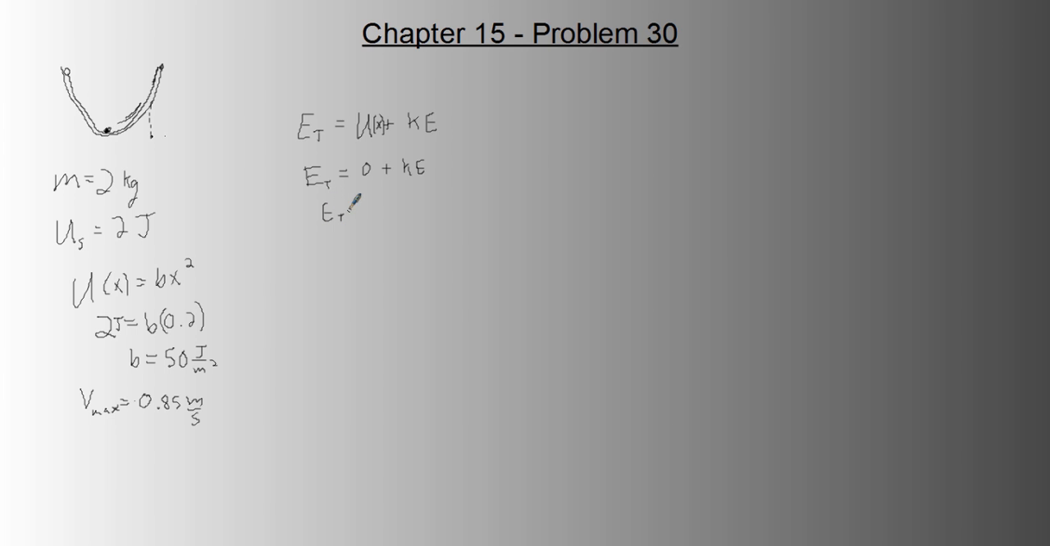And so that is 1/2 m Vmax squared, which is 1/2 times 2 times 0.85 squared, which equals 0.7225 joules. So that's the total energy in the system. And as this object goes up, it loses the kinetic and gains potential.